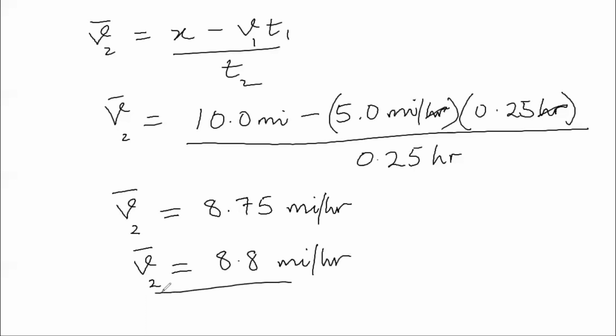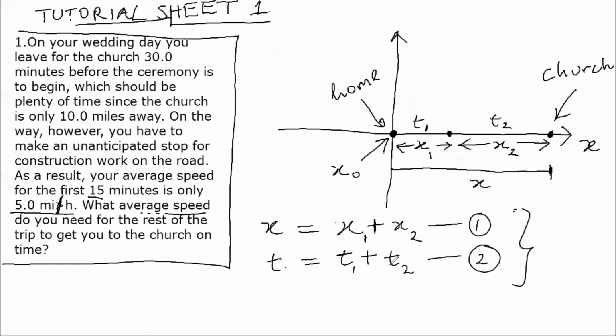So this is your answer. And what does it mean? What it means is this: if you are coming from home, this is your home, and here there was too much congestion and you were only able to move at a low speed of 5 miles per hour. And then here, since you have little time remaining, it means that you have to increase the speed to an average of 8 miles per hour if you are to make it in time for the church service. So basically, this is how you are supposed to work out this problem.